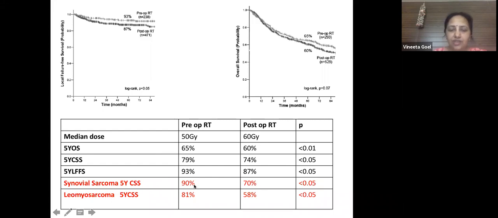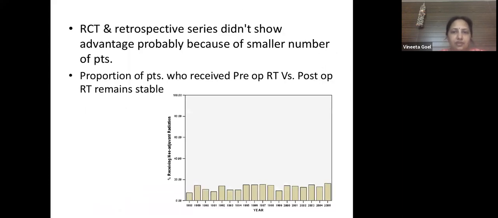The cause-specific survival was much superior in two subtypes of sarcomas: one is synovial sarcoma and the other is leiomyosarcoma. Probably the NCI Canada trial could not show this survival advantage because the number of patients in that study was inadequate. The study was not adequately powered to show the difference in overall survival. So earlier also, when I was talking about postoperative radiation therapy, I emphasized that we get two gains by adding adjuvant radiation therapy. One is improvement in control rate. The second is improvement in overall survival, in either the preoperative or postoperative setting.